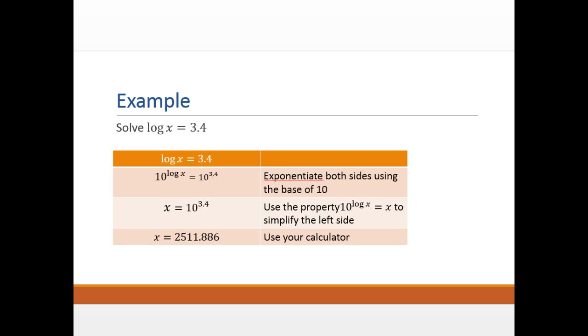I can also approach other types of questions, like log of x equals 3.4. I'm just going to basically exponentiate both sides using base of 10. So 10 to the log x equals 10 to the 3.4 power. Now 10 to the log x should just give us x based on the inverse property we looked at a second ago. And then I'm just left with x equals 10 to the 3.4 power. Once again, we're going to use our calculator, and we get x is 2,511.886.